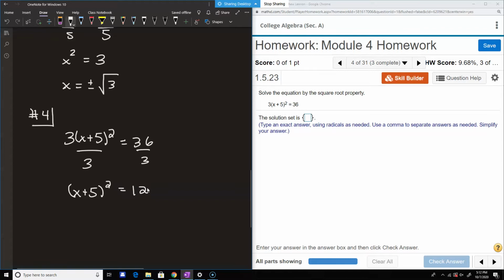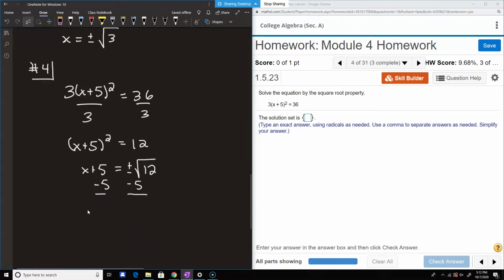And then what we can do is apply the square root principle to this part, right? So rather than having x squared, we have an algebraic expression squared. But when we apply the square root principle here, we're just going to end up with x plus 5 is plus or minus the square root of 12. Does that make sense? Again, that's by the square root principle. And then we just subtract 5 from both sides. So that leaves us with x is equal to negative 5 plus or minus the square root of 12. And I think we can just type that in as is, and that will give us the answer.